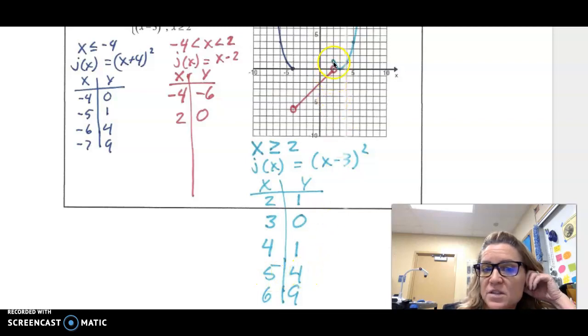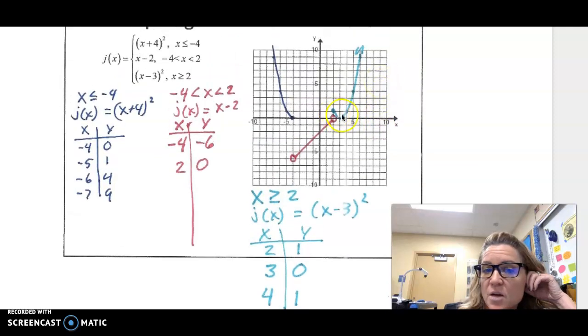So we're going to graph these points. (2, 1) right here. And it is filled in because that has the equal part. And then right here, (3, 0), (4, 1), (5, 4), and so on. So we've got a parabola, part of a parabola going this way, and that one's filled in. Okay.